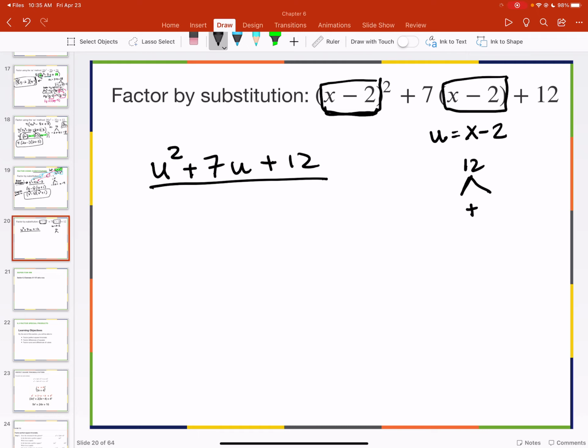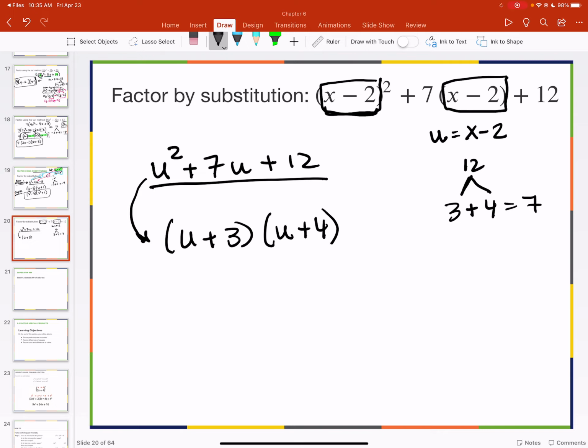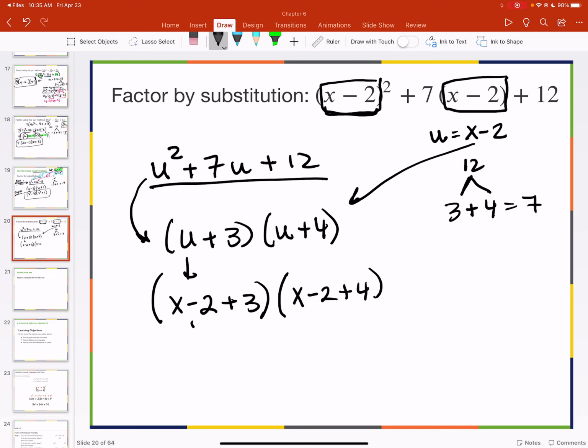Okay. So what are the factors of 12 that when I add them together, I get 7? If you said 3 and 4, yes. So this factors into u plus 3, u plus 4. But then remember, what is u? u is equal to x minus 2. So we're going to plug that back in. So this is going to be x minus 2 plus 3, end parenthesis, x minus 2 plus 4. Now we can simplify this by combining like terms. So the final answer is x plus 1, x plus 2, and we are done.